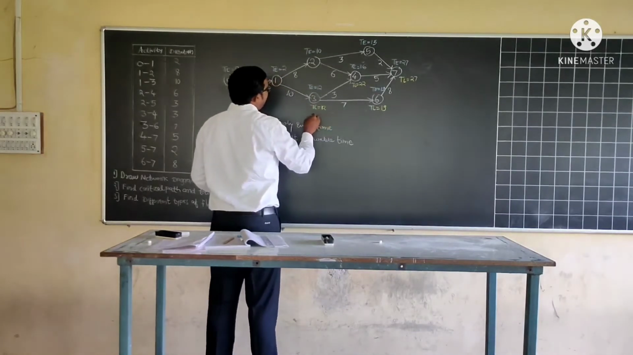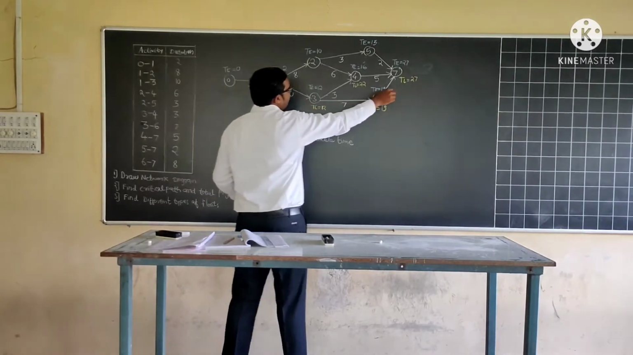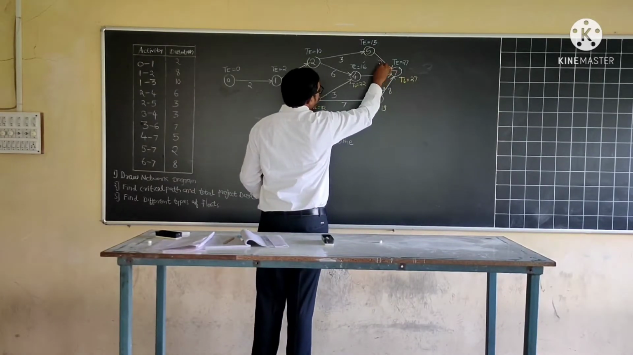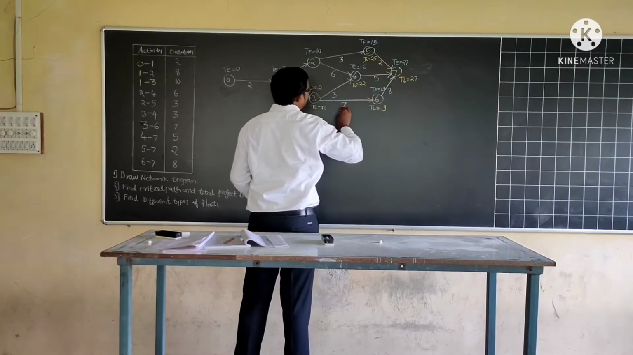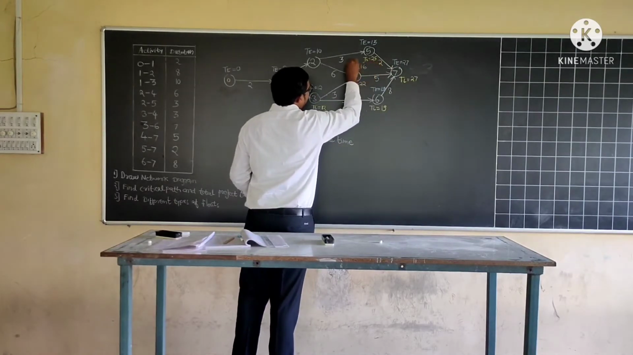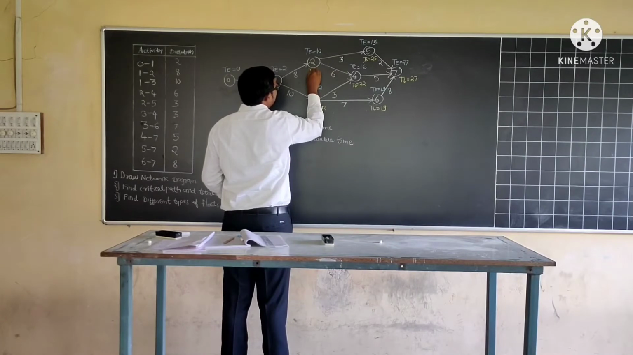Okay, so now 12 minus 10. Now we will go from this way first. 27 minus 2, 25. Again 25 minus 3. So TL value.